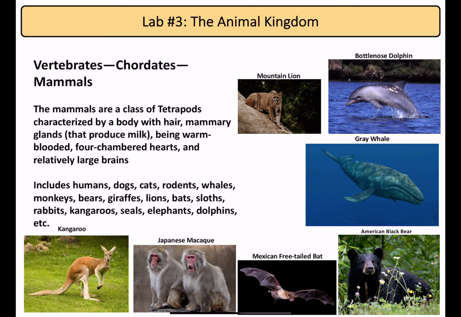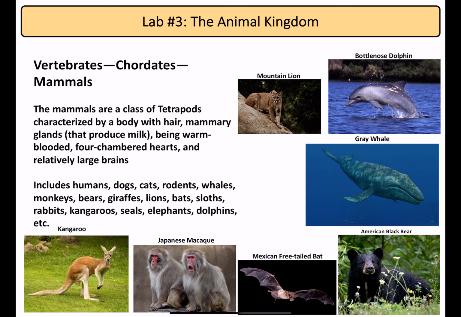And finally, we've reached our last class within the chordate phylum, and that would be the mammals. So these are tetrapods that have body hair. Females have mammary glands that produce milk for their young. They're warm-blooded. They have 4-chambered hearts and relatively large brains. So it's obviously a very large group. I just gave you a few examples.